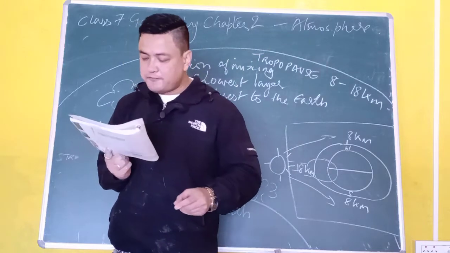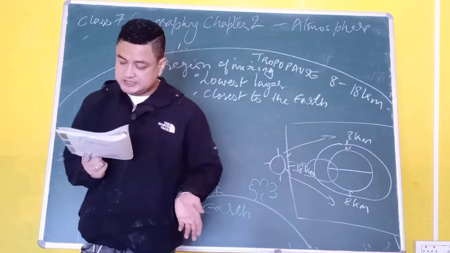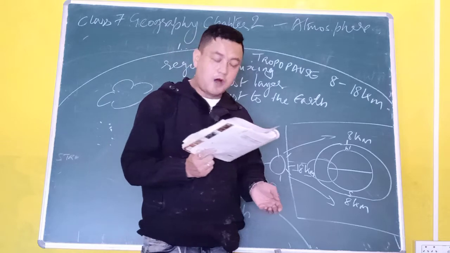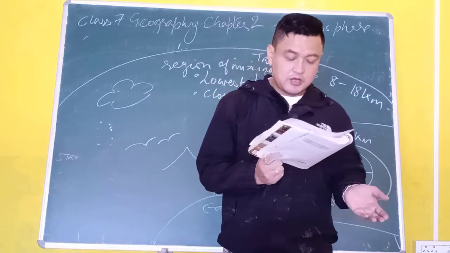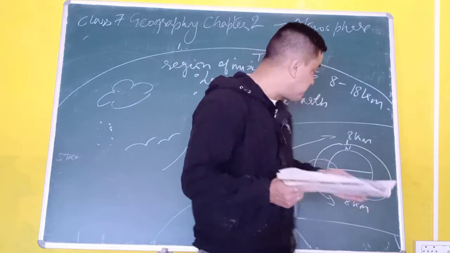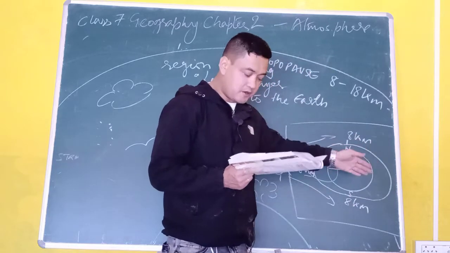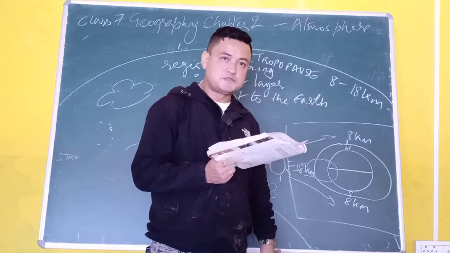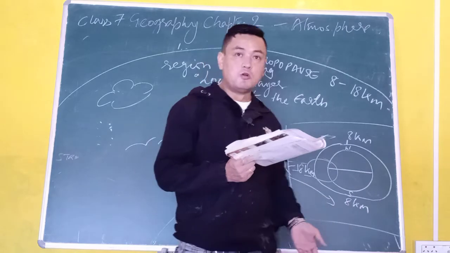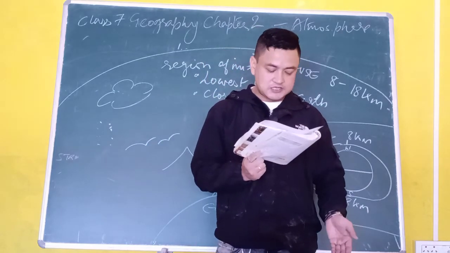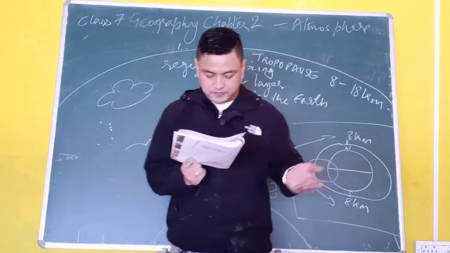Heat difference on the surface causes convection currents of air to flow from the equator to the poles. In tropical regions, that is in the Tropic of Cancer and Tropic of Capricorn, you find the height of the troposphere is more as compared with the colder regions, which causes change in the height of the troposphere.